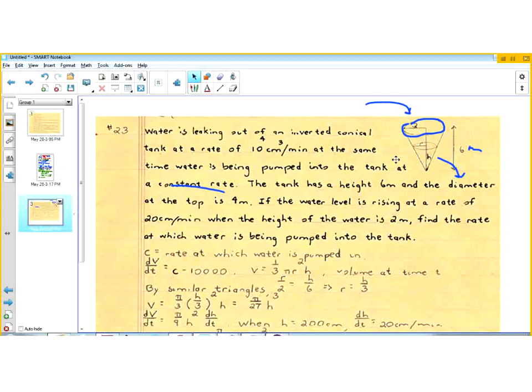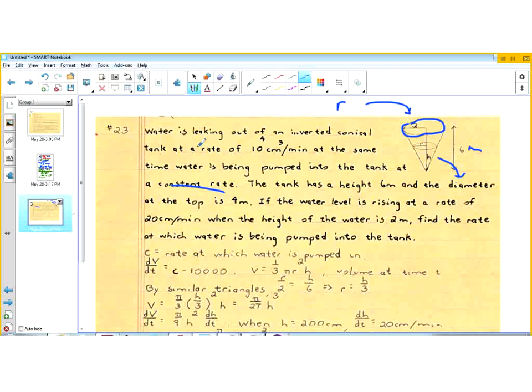So if the water level is rising at 20 centimeters per minute, when the height of the water is at 2 meters, find the rate at which water is being pumped into the tank. Okay, so we need to find the rate at which water is pouring into the tank when you have a leakage of 10,000 cubic centimeters per minute.